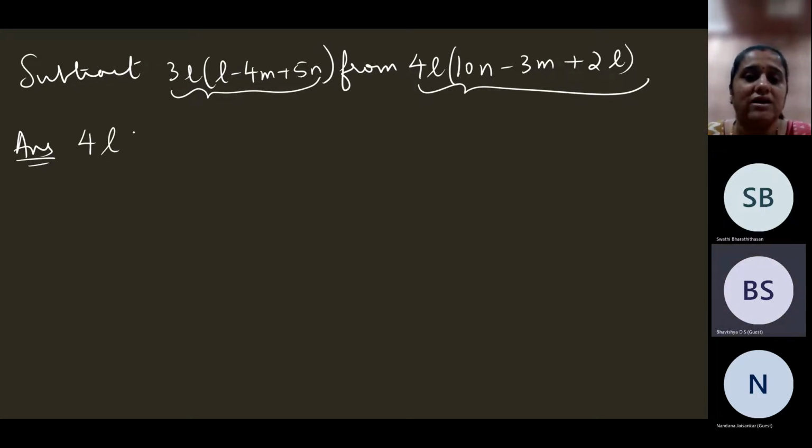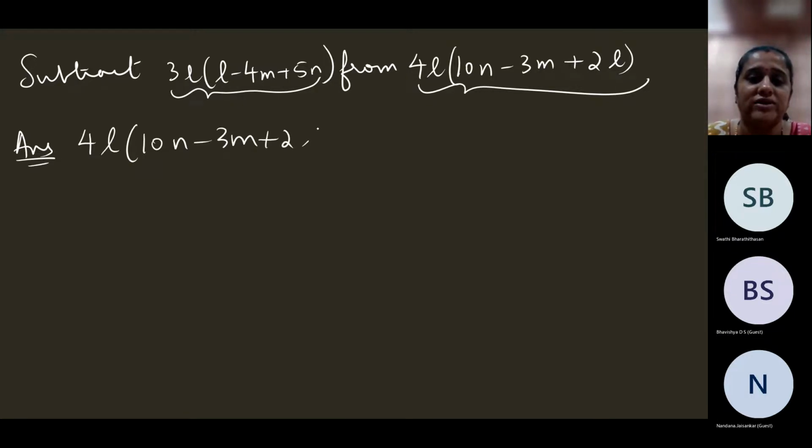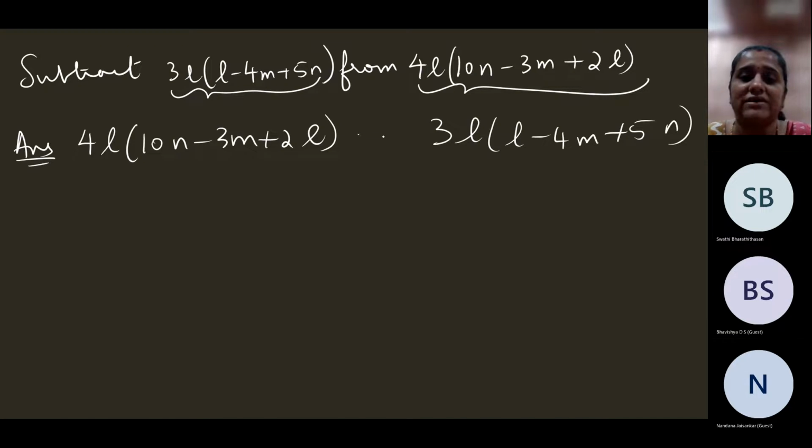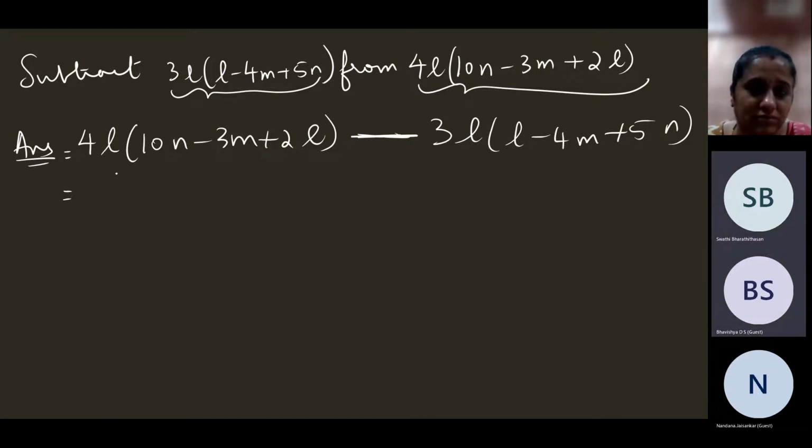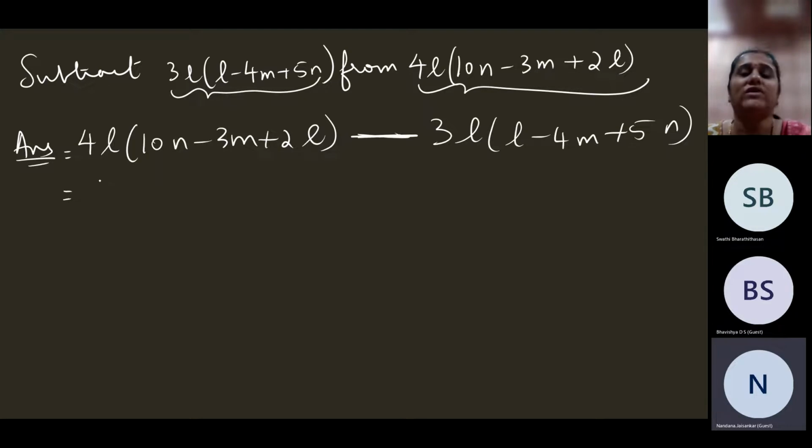So write 4L into 10N minus 3M plus 2L. This one first. Then you write 3L into L minus 4M plus 5N and separate it by a minus sign, because it's subtract. So you should put a minus sign in the middle because it is subtract. Now tell me, children. Or we'll do one thing. All of you work in your book. Let's see if you and I get the same answer.